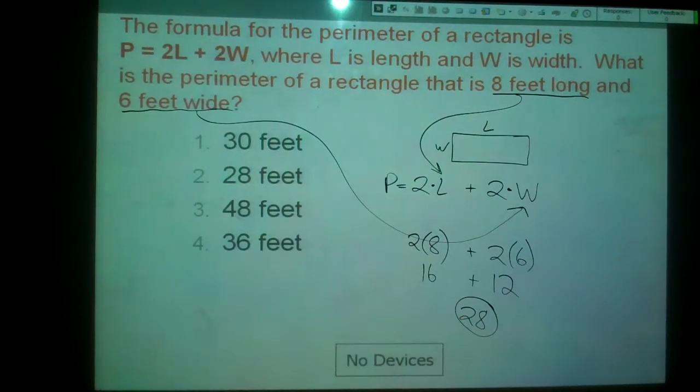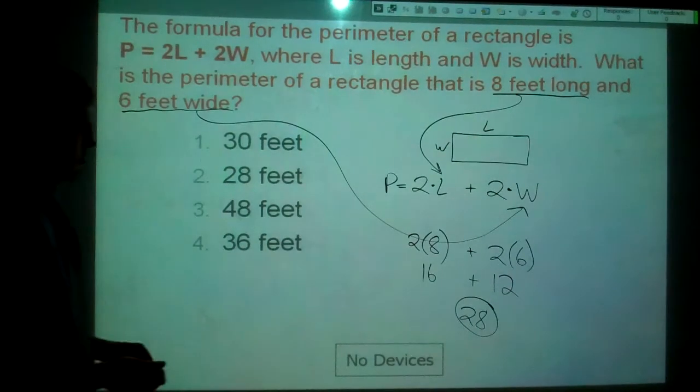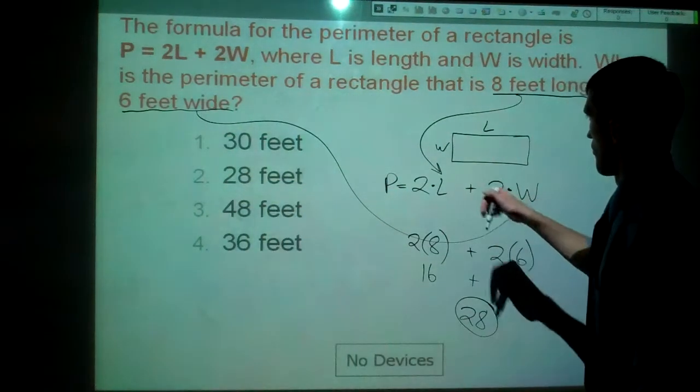Alright? Another way we could have done this without using the formula, I guess. We could have put in our width and our lengths here.